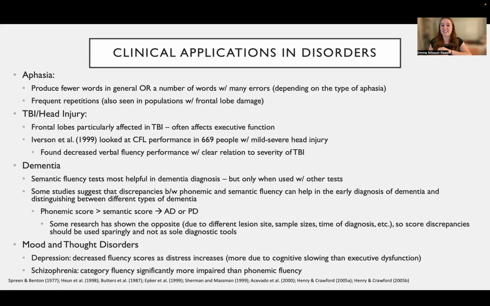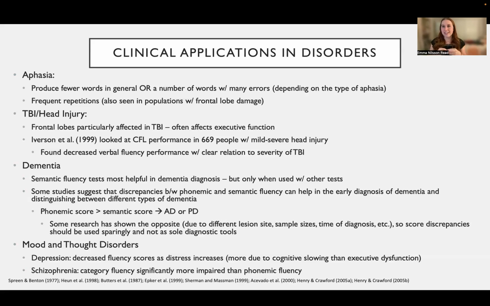Some studies even suggest that discrepancies between phonemic and semantic fluency performance can help you figure out which type of dementia someone has. They've found that generally in people with Alzheimer's disease or Parkinson's disease, their phonemic score will be a lot higher than their semantic score, which makes sense because their semantic storage is decreased in Alzheimer's disease. However, some research has shown the opposite. So score discrepancies really should be used sparingly with dementia diagnoses. And then lastly, mood and thought disorders.